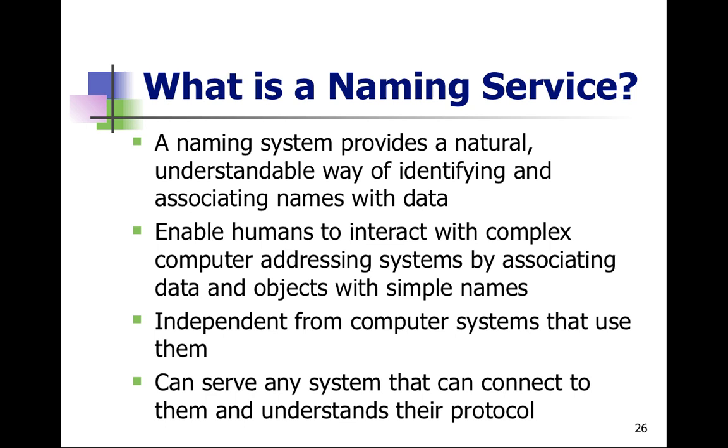Okay, so we also have naming, as I mentioned before. Naming, there's nothing really to these technologies, actually. They're kind of simple. The naming system itself provides a natural understanding way of identifying, associating names with data. So when we call something this, it means that over there. So it enables humans to interact with complex computer addresses, systems, associated data and objects, and simple names.